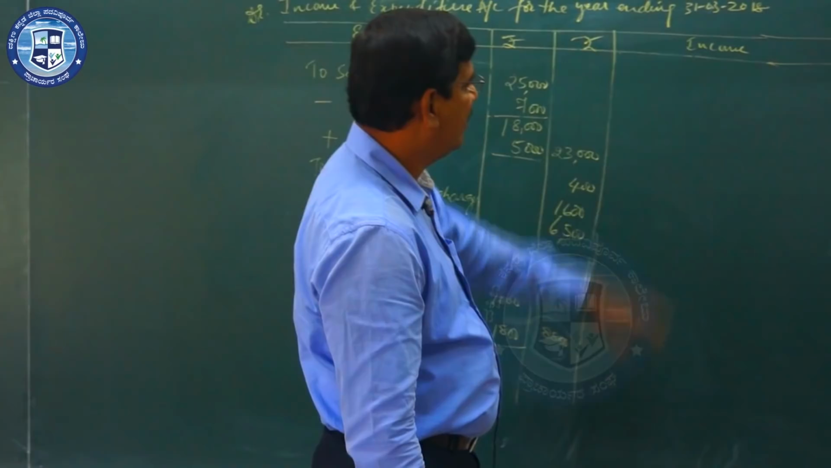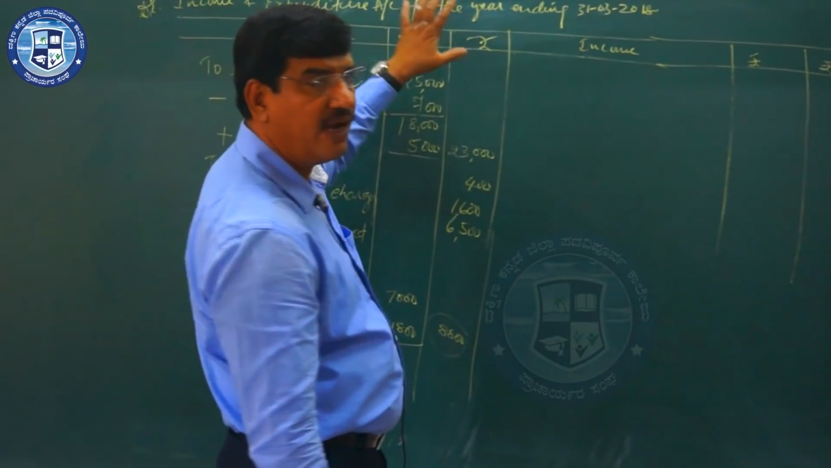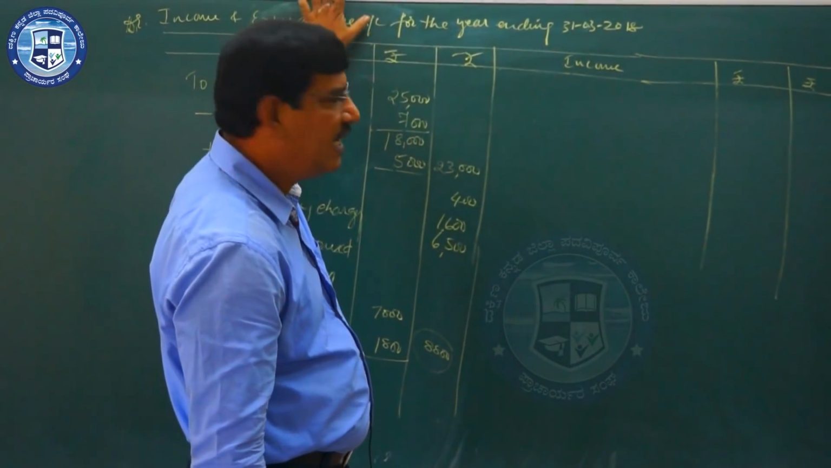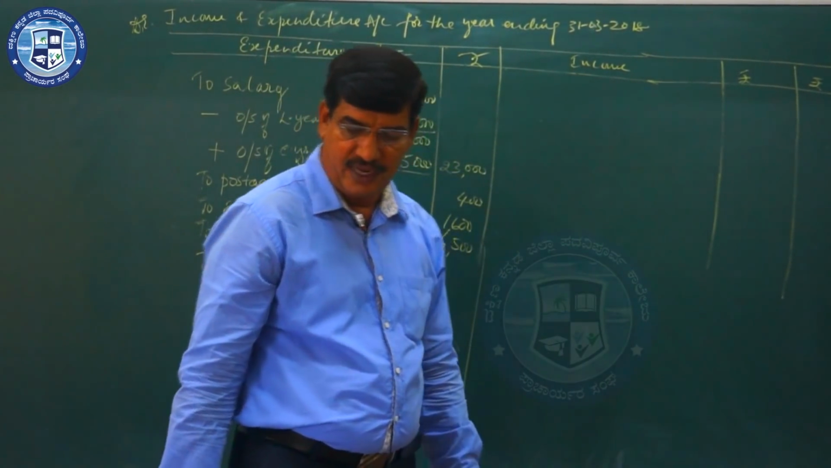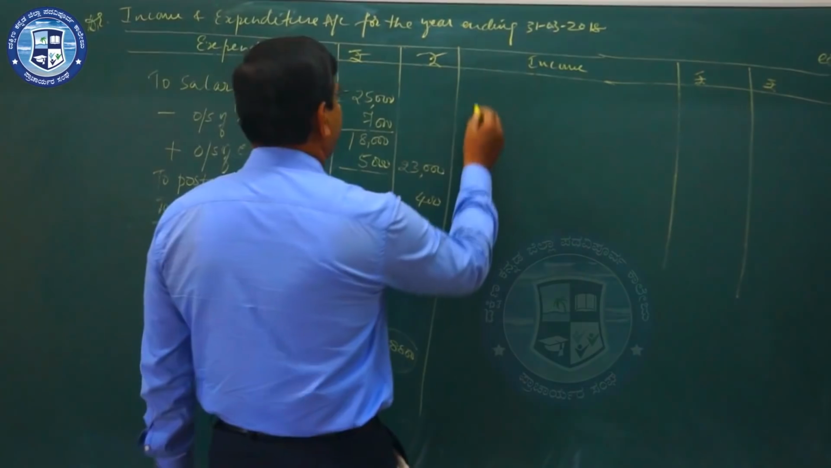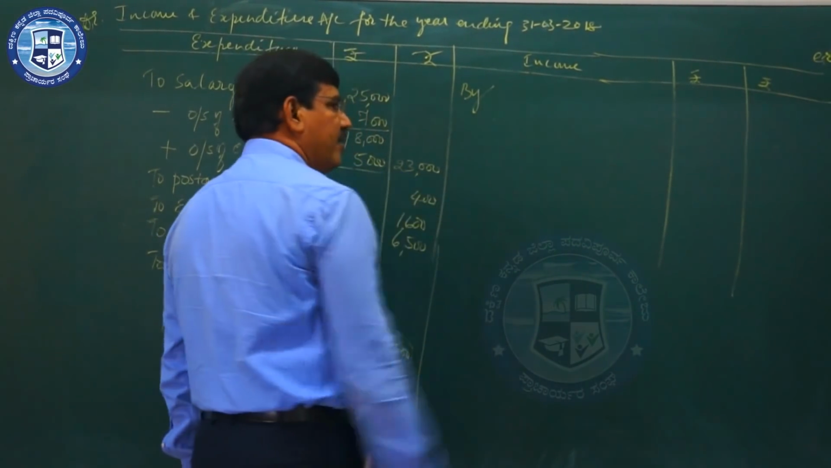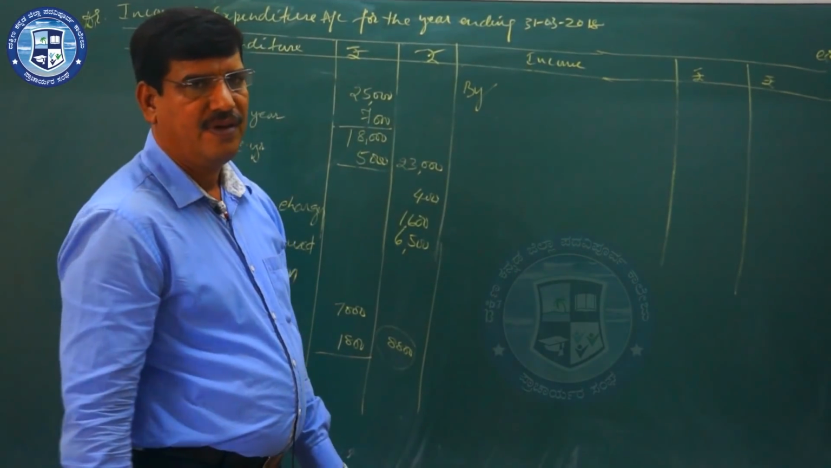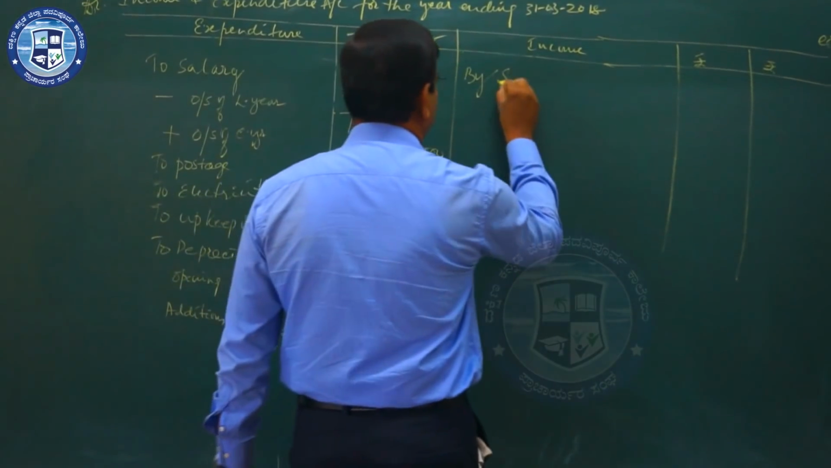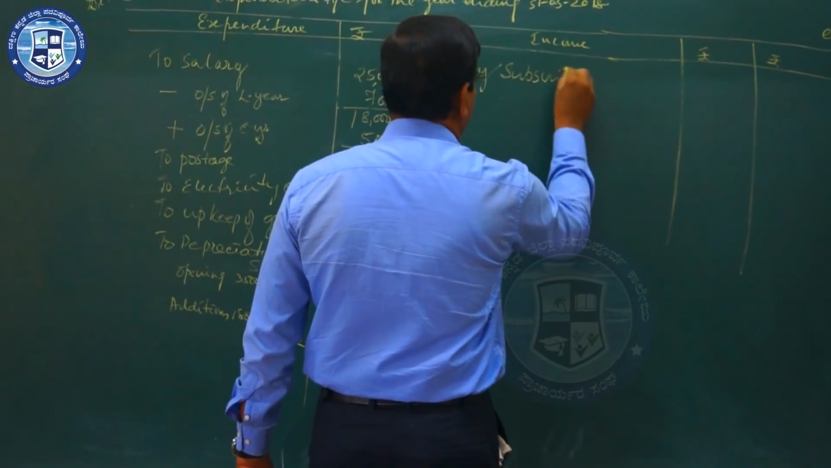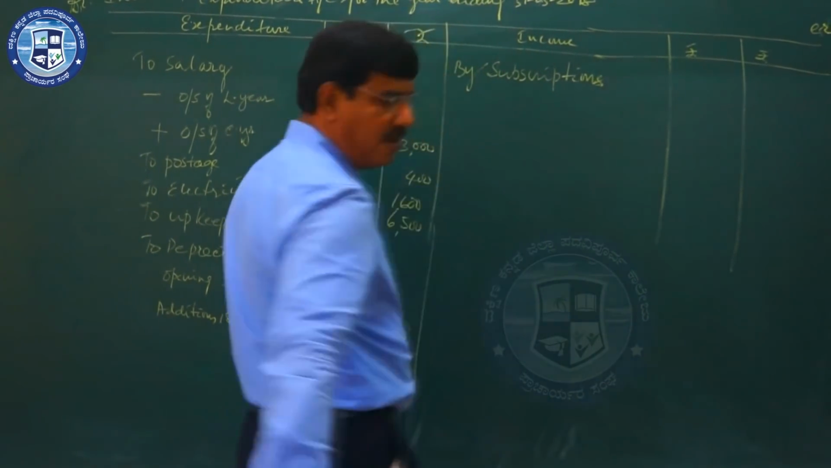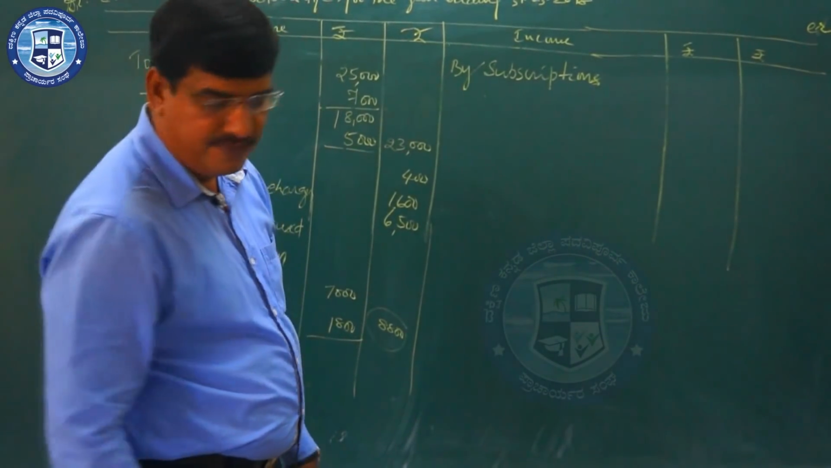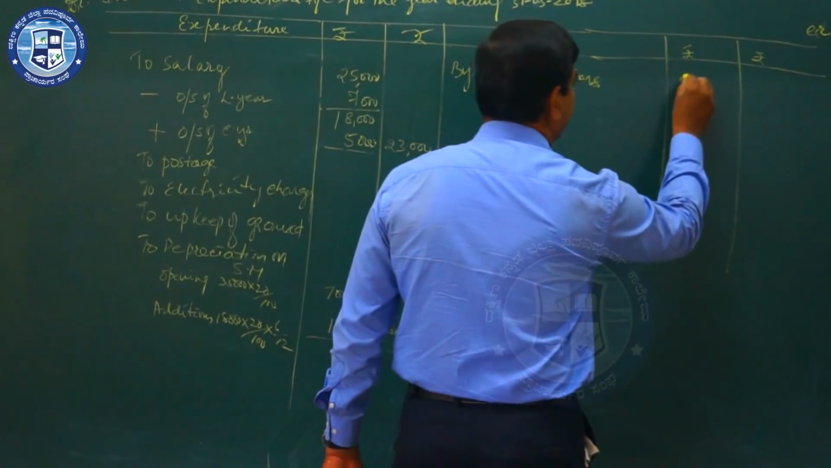What are all the incomes? The revenue items which appear on the receipt side are entered in the income side of income and expenditure account. The first important receipt is subscription. Subscriptions received were 52,000.